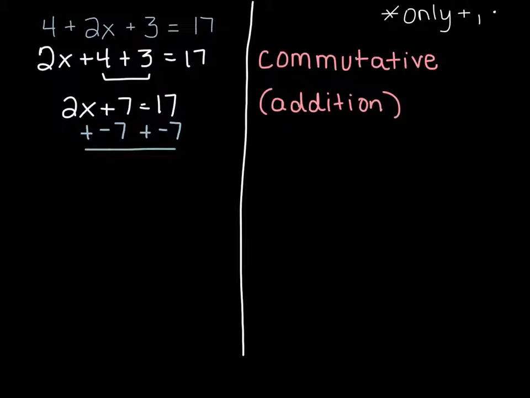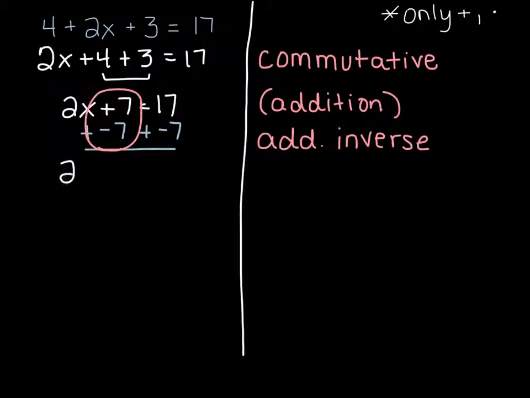Okay? What is the purpose of that? What did we just do right here? Okay? Right there, what we used is the additive inverse. Because remember, the additive inverse takes that 7 and turns it into a 0. So now my equation really says this: 2x plus 0 equals 10.